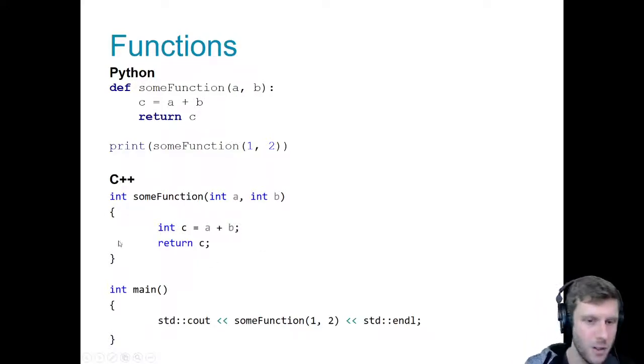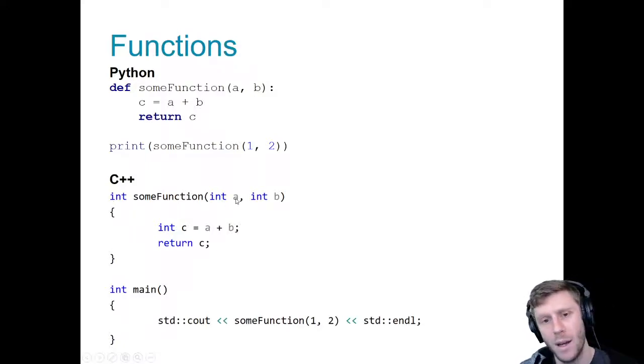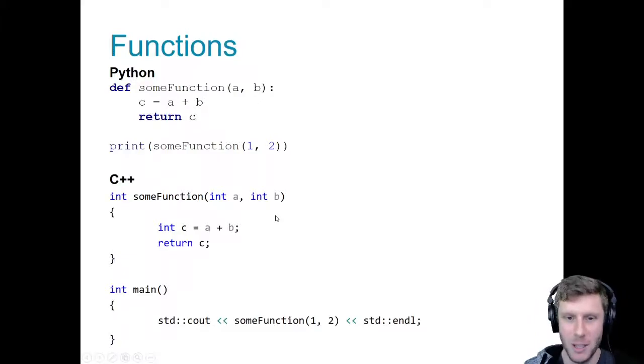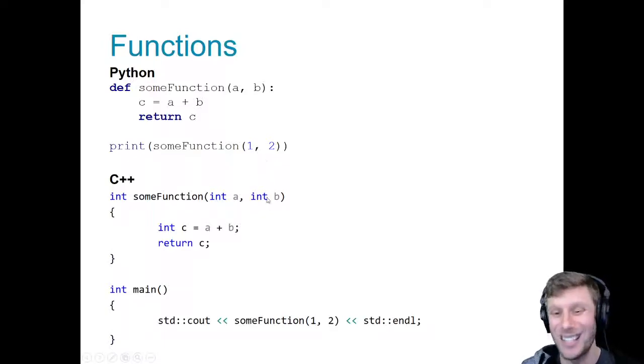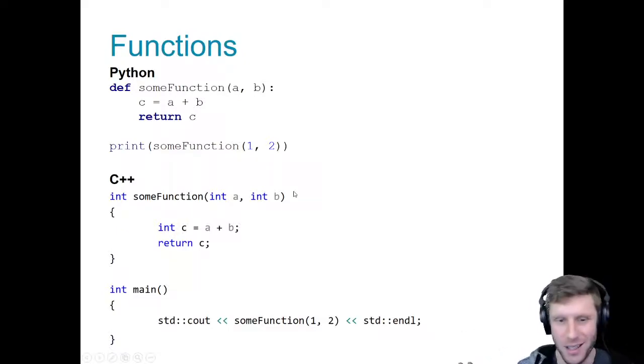Of course, we've got our squiggly brackets, where in Python you need the colon, and then everything after the colon that's in the function is indented. In C++, it's just the squiggles. This function takes two variables, a and b, but again, in C++ you've got to tell it what the types of these variables are. So some function takes an integer a and an integer b. That's why we have these ints there, because a and b are both ints.